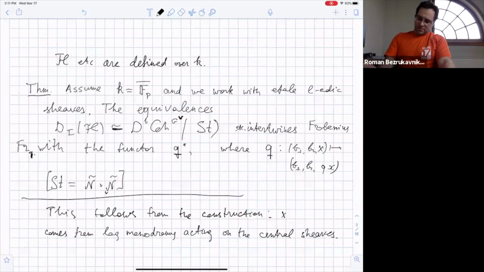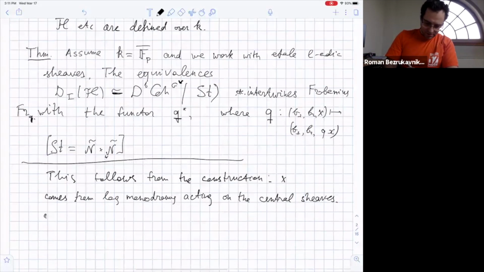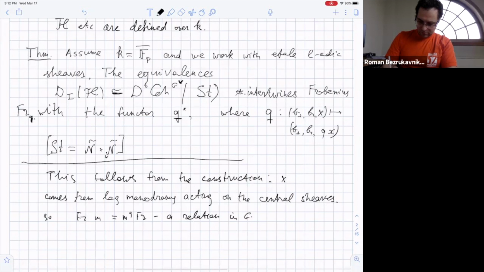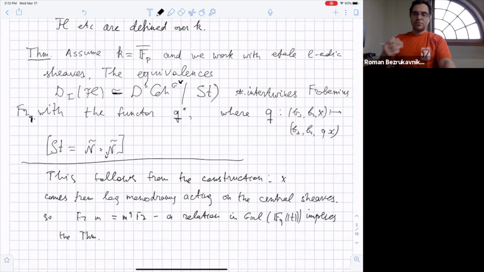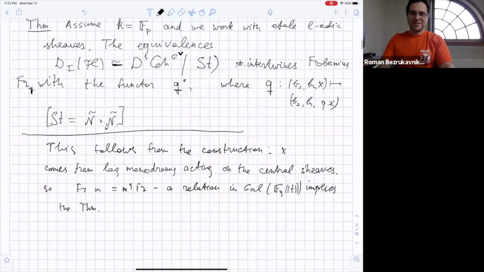So basically, since we have this relation, Frobenius M is equal to M to the Q Frobenius, this is just a relation in the Galois group of FQ of T. So it formally implies the theorem. Yeah, I'm not giving you a complete proof, but this is just trying to communicate the feeling that this is something very natural and just essentially built in the construction.